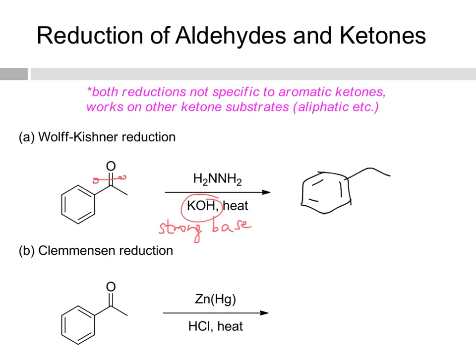We can also do the Clemmensen reduction. In this case, we end up with the same product, which is complete reduction of the ketone to the corresponding alkane, but now we're doing it with zinc-mercury amalgam and under strong acid conditions like hydrochloric acid and heat. Both these reactions utilize very harsh conditions. You choose which reaction you want based on whether you can use a strong base for your substrate or whether you can use a strong acid for your substrate. This reaction will not work for carboxylic acids and their derivatives, only for aldehydes and ketones.